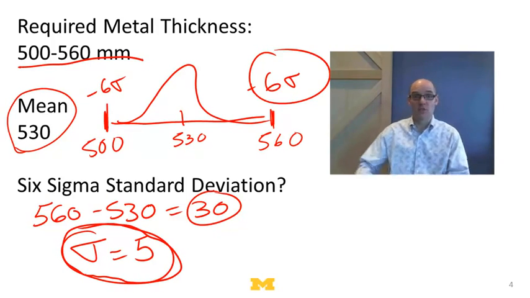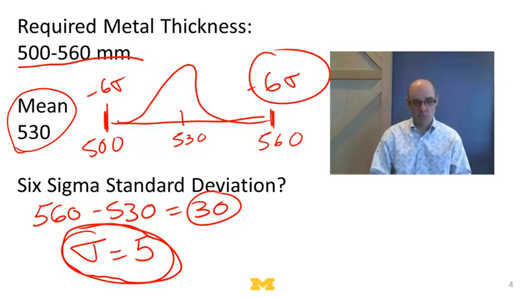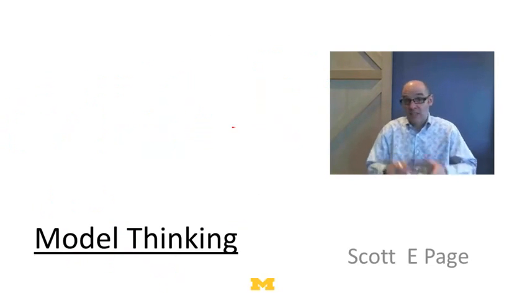Initially your sigma might have been 30 or 20 or something like that. The idea through continuous improvement is you drive your sigma down so that it gets small enough that even if something really bad happens, the process still works, the part still functions, and you don't have to do some sort of massive recall. Okay, so that's Six Sigma thinking.